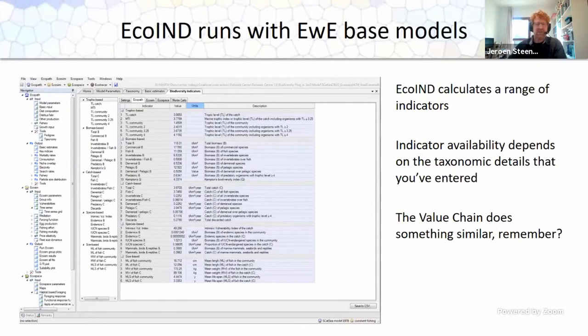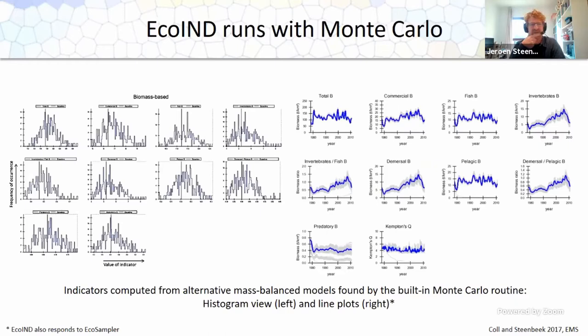And EcoInt produces, using the plugin structure, a whole whack of indicators for Ecopath, for Ecosim, for Ecotracer, or Monte Carlo. This is very, very akin to how the value chain works. The principles underneath are the same. And here, for instance, this is what Marta showed a few weeks ago, that EcoInt also produces results from Monte Carlo. So basically, here it creates a histogram for the base value of an indicator based on the perturbed models that the Monte Carlo found. And here it produces the same data as a line plot. This was done before EcoSampler came around. But EcoInt also listens to EcoSampler.